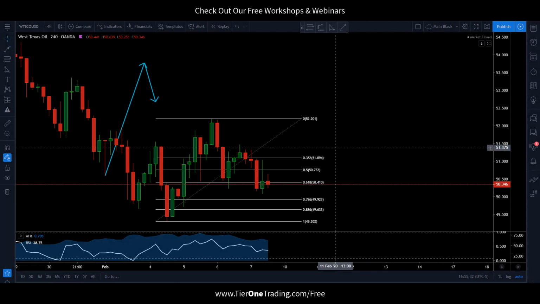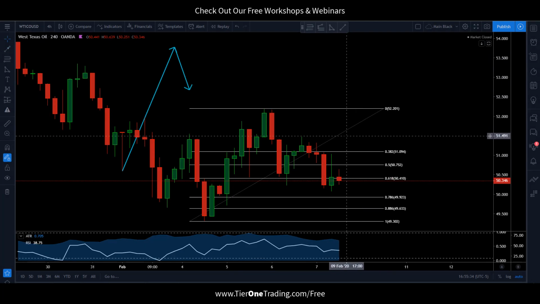Next up with our pattern formation theme, this is going to be a short one. We're going to go to oil. It's the exact same thing. It is a potential Gartley pattern. This one I will measure it out because it's not as cut and dry.